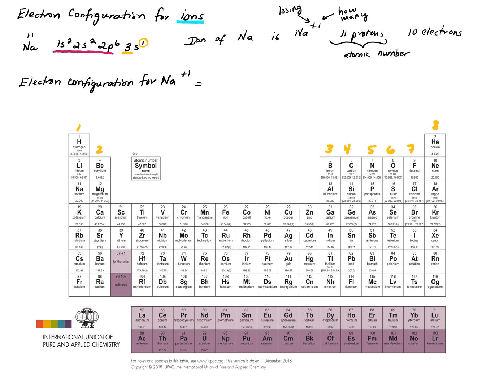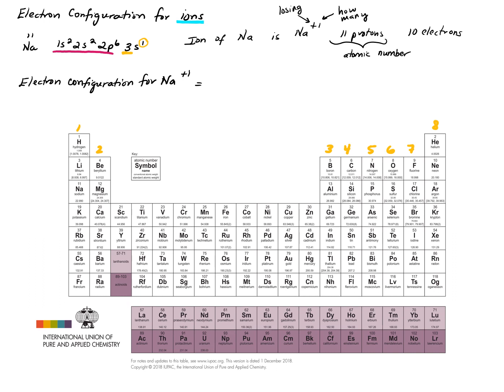Now, valence electrons for ions. Positive ions lose electrons, negative ions gain electrons. So for sodium, we have the electron configuration 1s2, 2s2, 2p6, 3s1. Now, the ion of sodium is Na+1. The sign is telling you that it's losing.